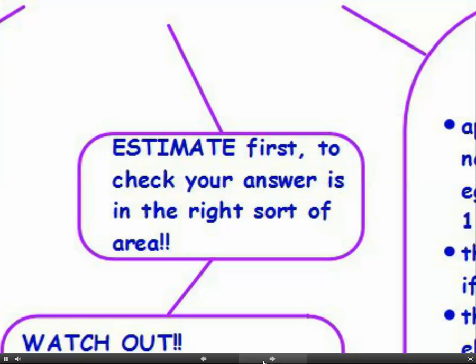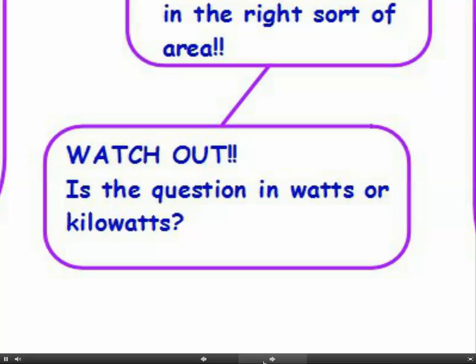Now when you start doing these calculations, it's always a good idea to estimate first, to check your answer is in the right sort of area. So if you've mixed up watts with kilowatts, for example, or joules with kilojoules, then you're going to find that your answer might have too many zeros or not enough zeros, so estimate in your head first. So really watch out. Is the question in watts or kilowatts? Because when you use that equation, you're supposed to be using it in watts.